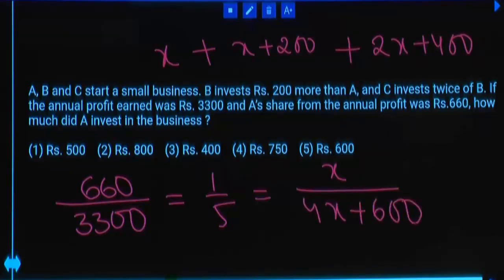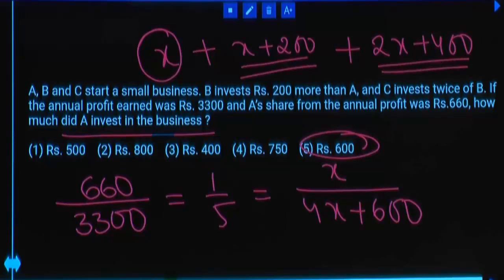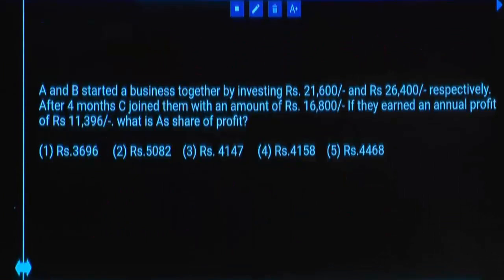If you go for cross multiplication, 4x plus 600 is equal to 5x. X is equal to 600. You are asked about A's investment. A's investment is equal to X, which we got it as 600. B's investment 800. C's investment 1600.